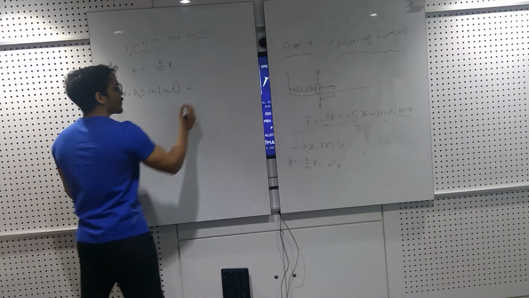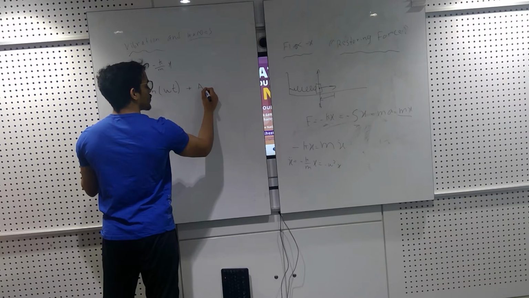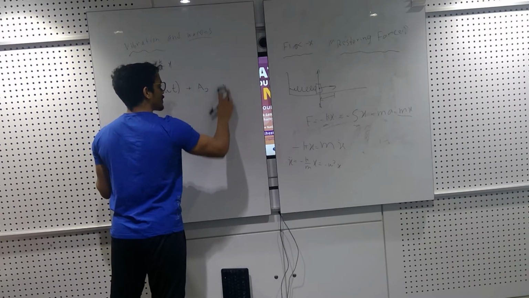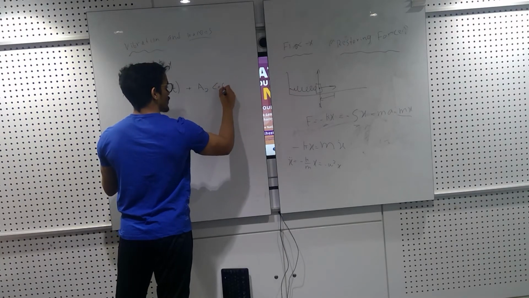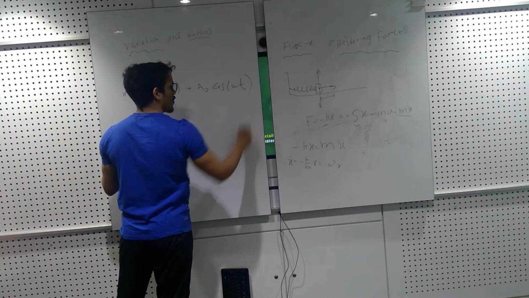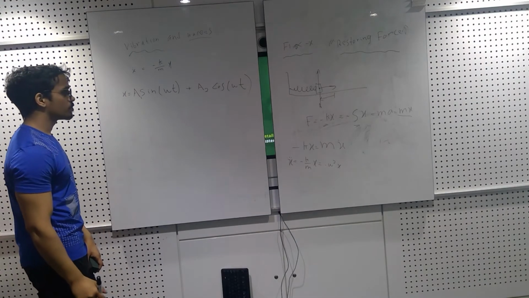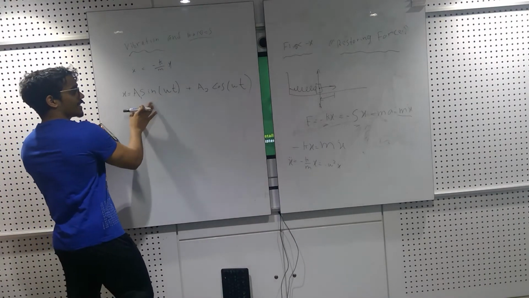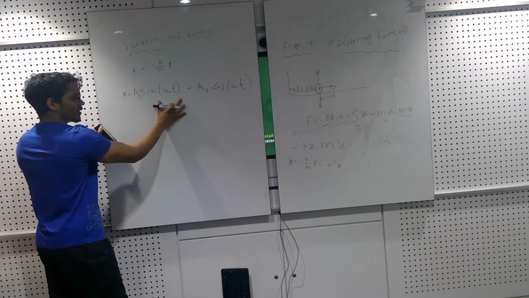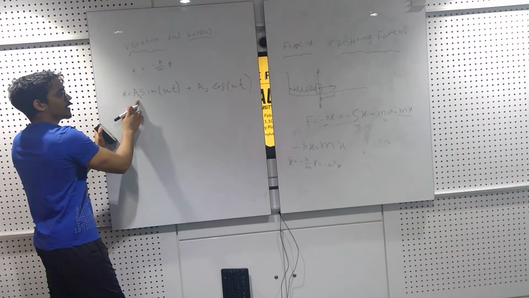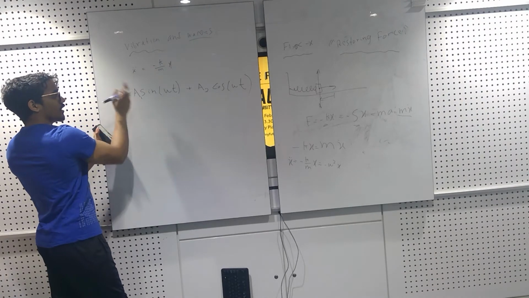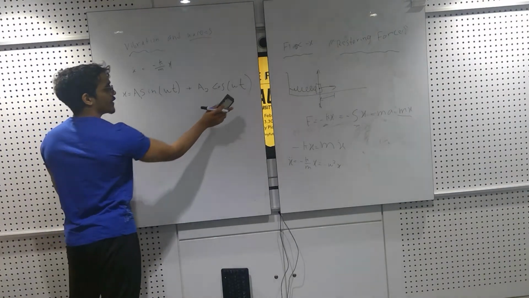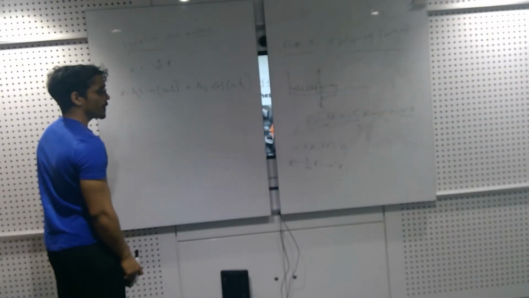Or it can be plus a2 cosine of omega t, right? Because it can be sine and it can be a1 sine of omega t, because once you differentiate it, nothing can happen to this one. So you're going to differentiate that thing, and this is a2 cosine of omega t.